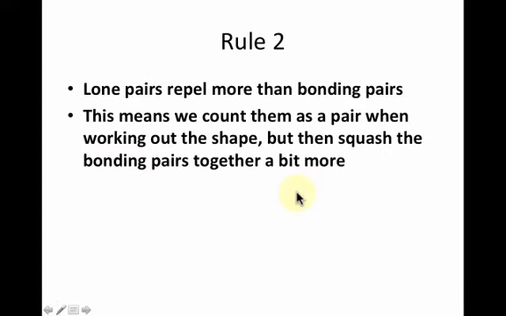Okay, so rule number 2. Lone pairs repel more than bonding pairs. So that means we count them as a pair when we're working out the shape, but then we squash the bonding pairs together a little bit more. And most importantly, when we're naming the shape, we don't actually include the lone pairs in this name.